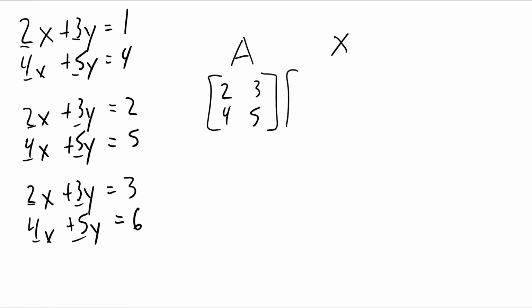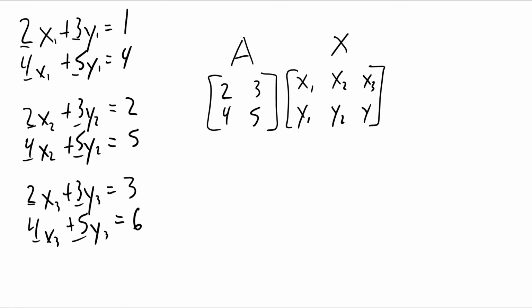X, we're now solving for all of the x's and all of the y's all at the same time. So we'll actually number them. So these will be x1 and y1, and then x2 and y2, and x3 and y3. So our first system of equations, we have x1, y1. Second system of equations, x2, y2. And third system of equations, x3, y3. So that matrix X will be x1, x2, x3, and then y1, y2, y3. So it's going to solve for all of those all at the same time.